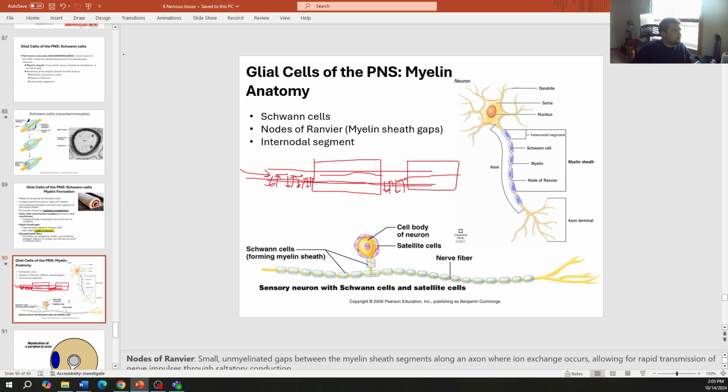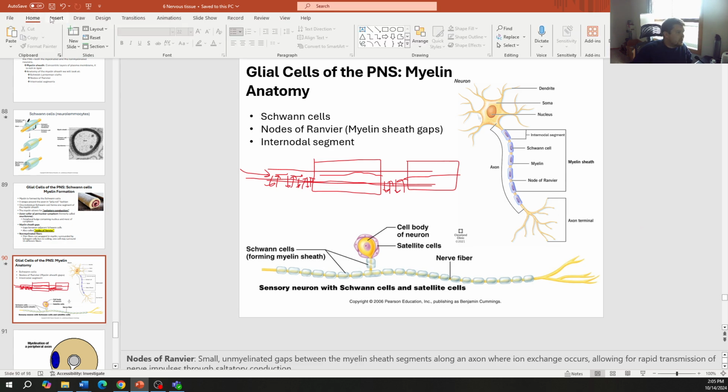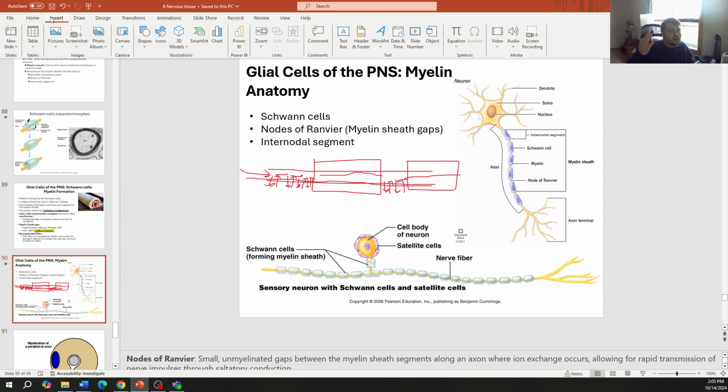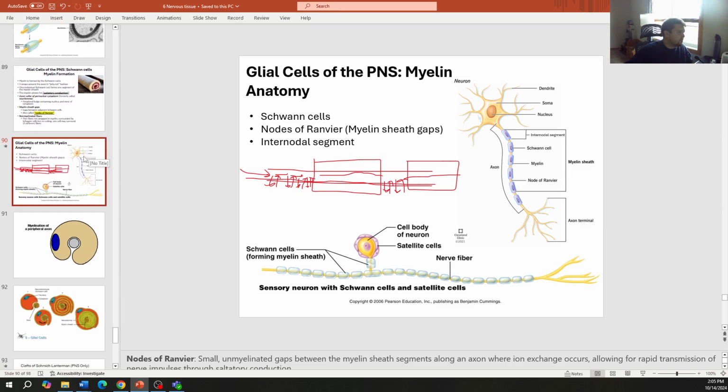which allows the signal to travel much, much faster. That's how we can immediately think about moving our fingers or moving whatever, and within milliseconds we can do those movements, oftentimes without even having to think. Okay, so that's most of the important anatomy in the myelin sheath itself.